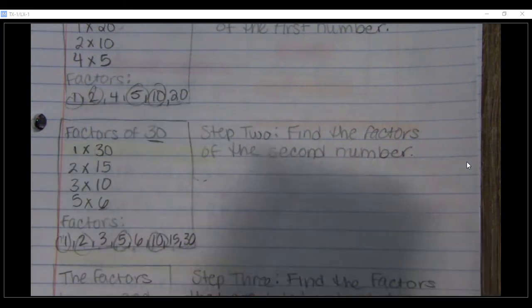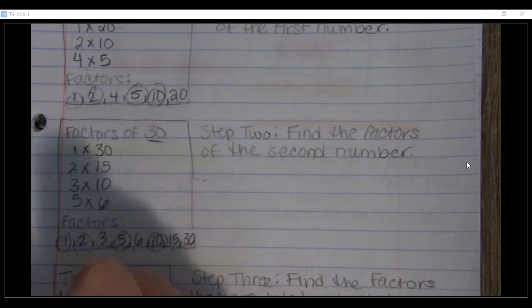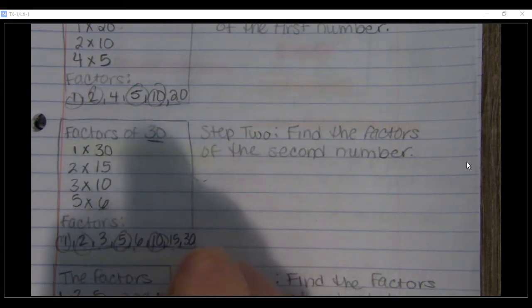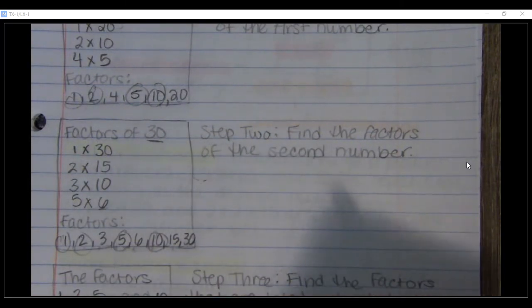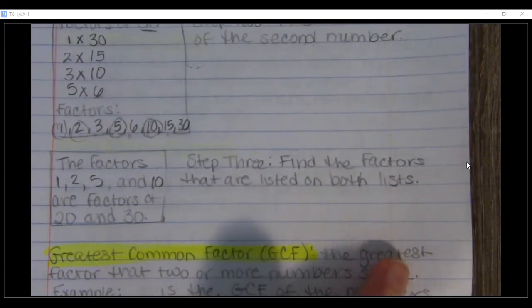So my factors that are the same, because the rest of these don't match up, are 1, 2, 5, and 10. Those are the common factors of 20 and 30. Oh, let me write that down. There we are.